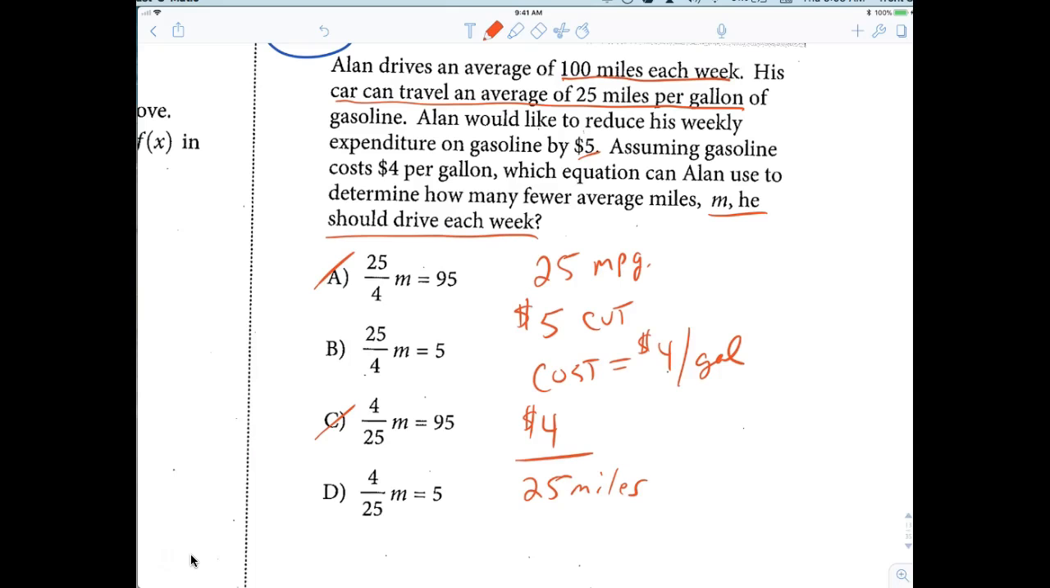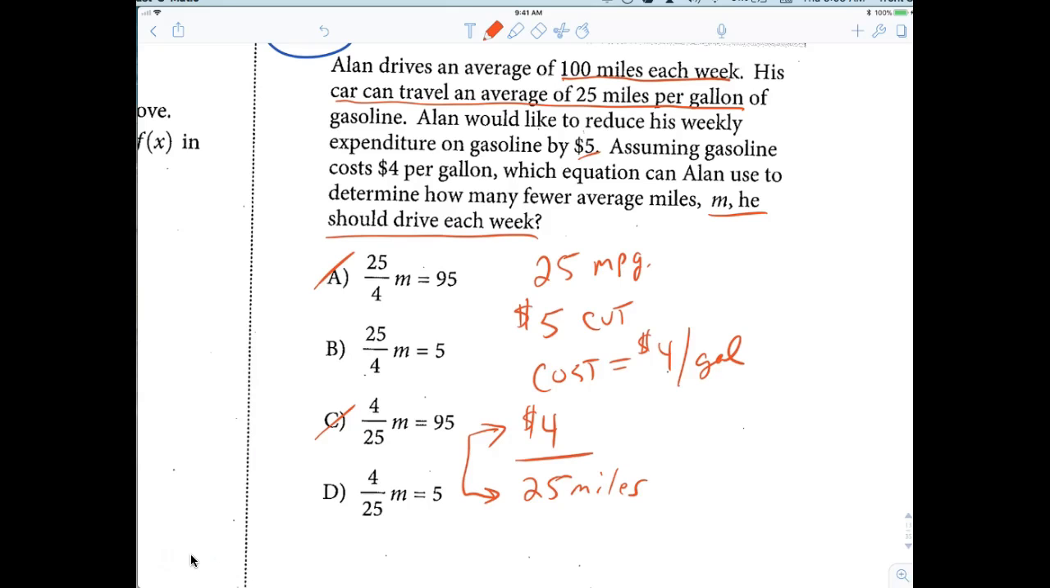So that's why in my proportion I said to myself, okay, I want to get the right ratio. So $4 also corresponds to 1 gallon, and 1 gallon converts to what? 25 miles. Does everybody see my logic there, right? So $4 is to what? To 25 miles. Hold on. Does everybody agree with that?